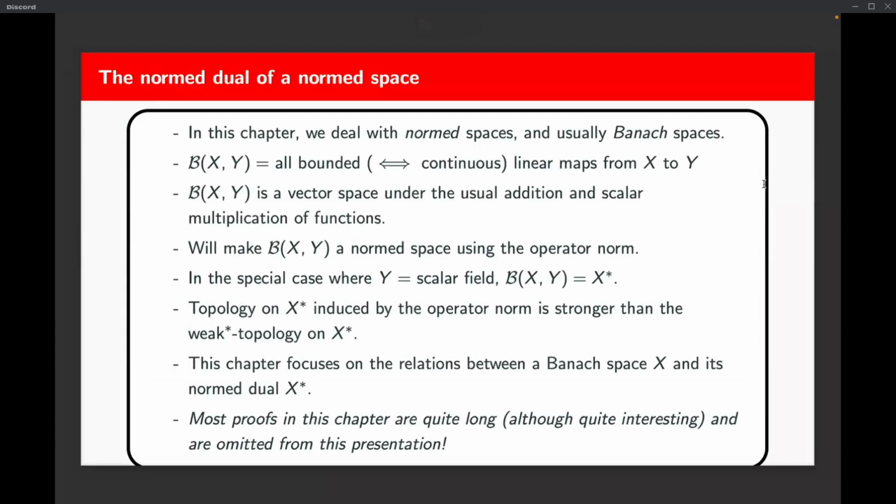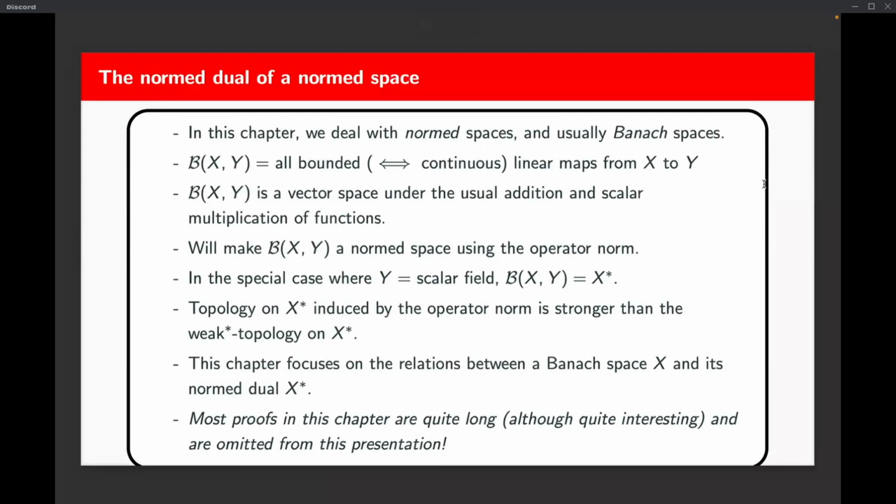So the topology that's induced by the operator norm will turn out to be stronger than the weak star topology, which we talked about last week. And we'll talk in the next couple of slides about that in more detail.